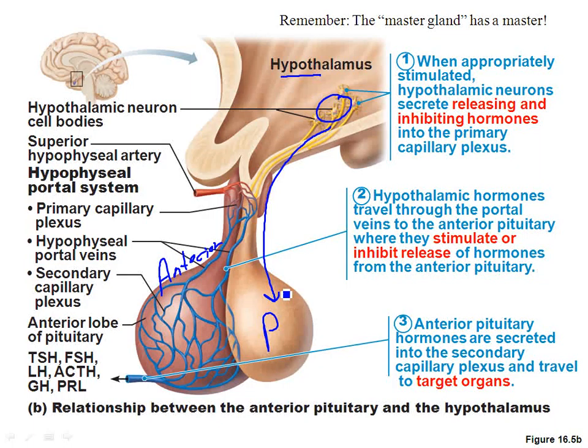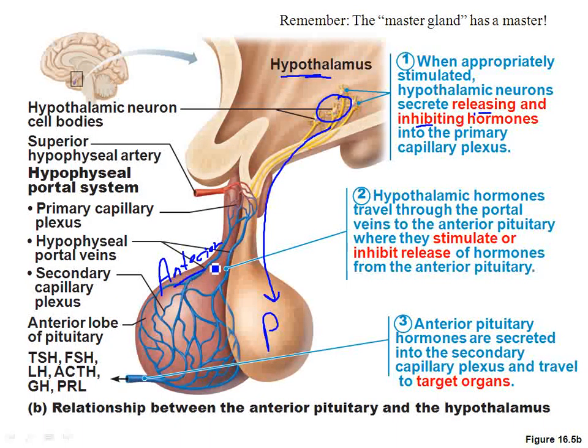Now the anterior pituitary is a little bit different. Instead of the hypothalamus making the hormone and it being stored in the anterior pituitary, the hypothalamus makes releasing and inhibiting hormones that it sends to the anterior pituitary, causing the anterior pituitary to then release its own hormones. So let's talk about that.